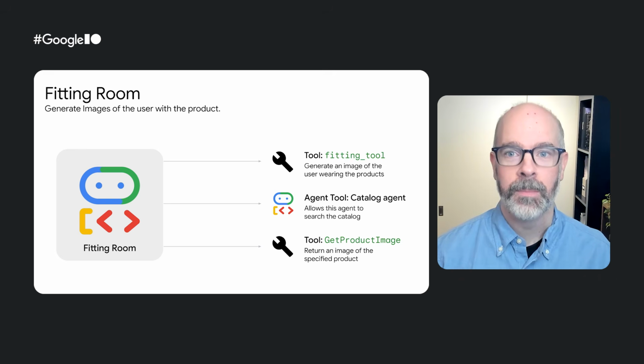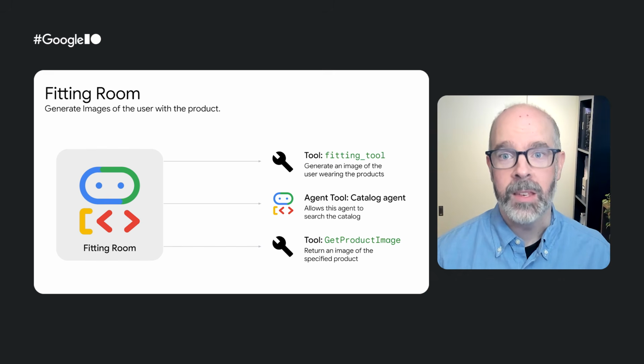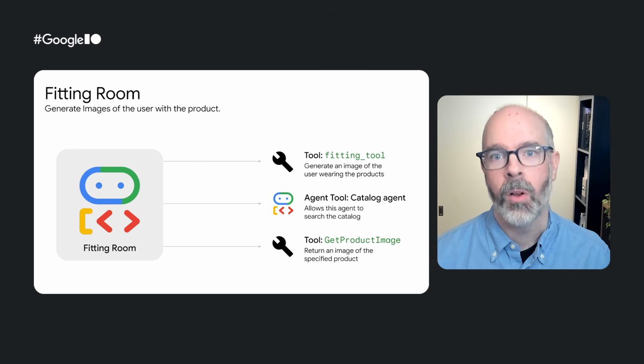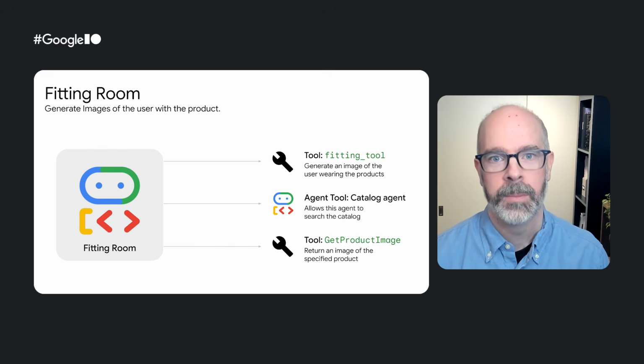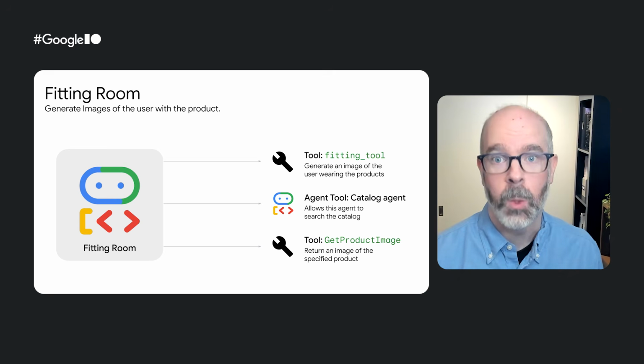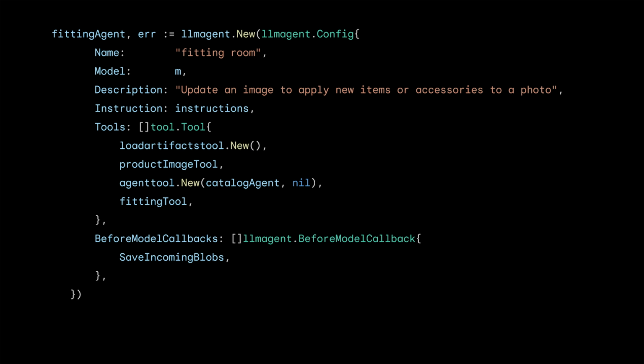The fitting room agent creates pictures of the user wearing some of our products. To make these images, we give our agent the fitting tool. This tool calls Gemini 2.5 Flash image, asking it to add our products onto the user in the provided image. To do this, the fitting room agent needs access to our catalog agent and the get product image tool. Creating the fitting agent looks a lot like our catalog agent, just with a larger set of tools.